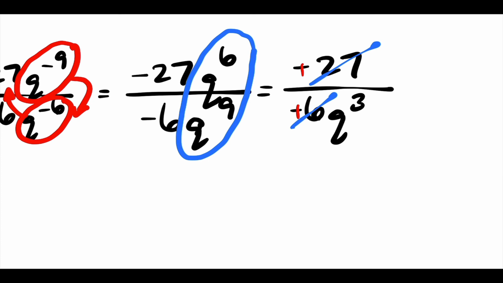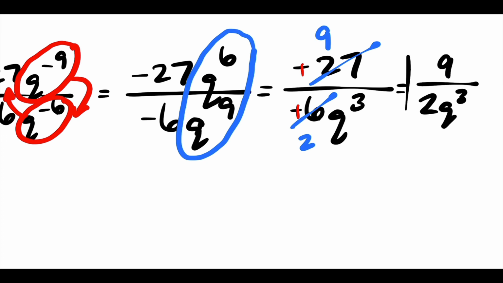The next thing is I can divide both of them by positive 3. When I divide the top by 3, I get 9. When I divide the bottom by 3, I get 2. So I get 9 over 2q to the third power. Done. No more reducing, no more combining, no more negative or 0 exponents, and no more parentheses. We're good there.